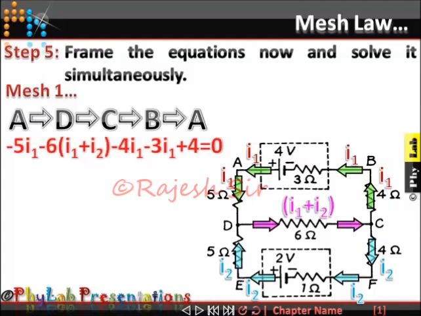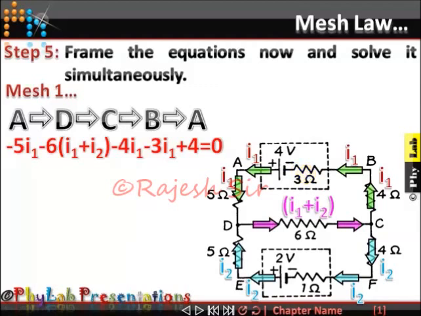Now when I am traveling from D to C, I am traveling along the direction of current, and therefore the potential drop will be minus 6 (I1 plus I2). And now I am moving from C to B. Again I am traveling along the direction of current, and the potential drop in this case will be minus 4I1. And now when I am moving from B to A, again I am moving along the direction of current, and I meet again a resistance.